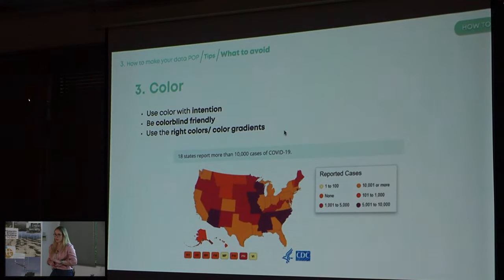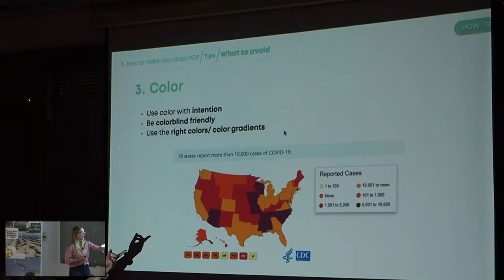So we arrived at color. There are three things that you should consider when working with color: again, to use color with intention, to be colorblind friendly, which is now way more important, and to use the right colors or color gradients.